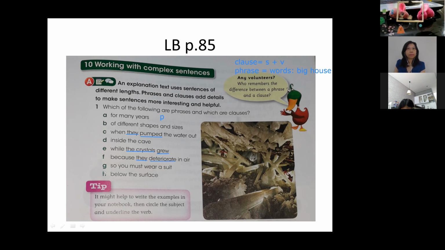G. Clause. Another clause. The subject is you and the verb is wear. Yes, must wear. Okay. Next, H. Phrase. Good job. H is a phrase because there is no subject, there is no verb.